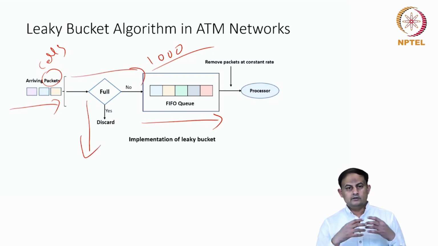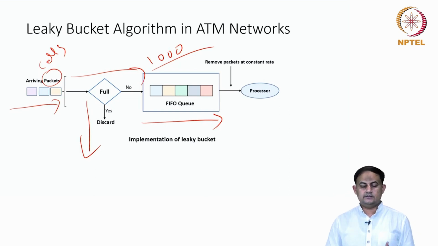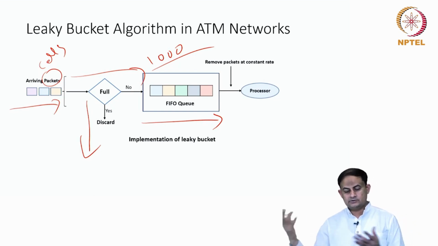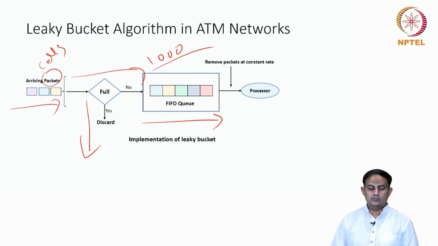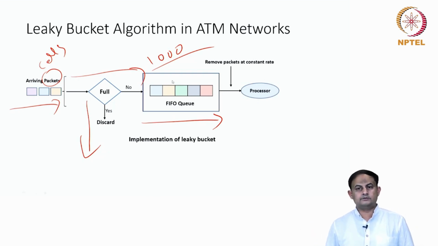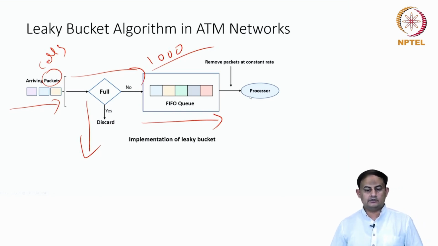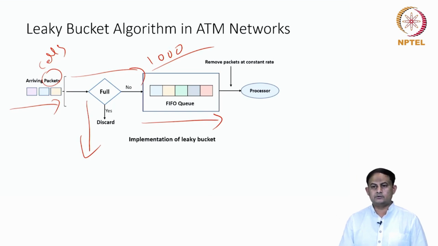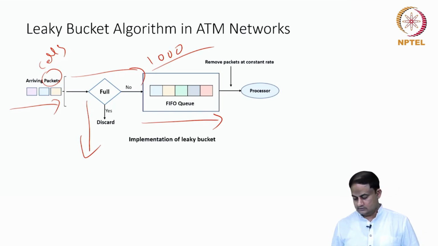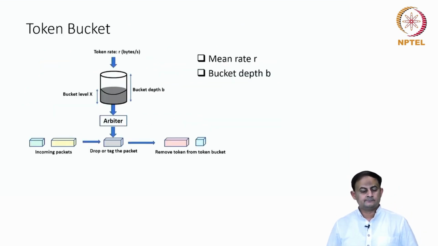Once you put the cells inside this queue, you can do subsequent processing, deciding where to forward it and how many of them to forward. All that decision can be taken subsequently. So that's how the leaky bucket algorithm in the ATM network works with the FIFO queue. A FIFO queue is a very simple queue, but that is not the only type of queue you might have. There are other types of queues. We will come back and discuss that subsequently.